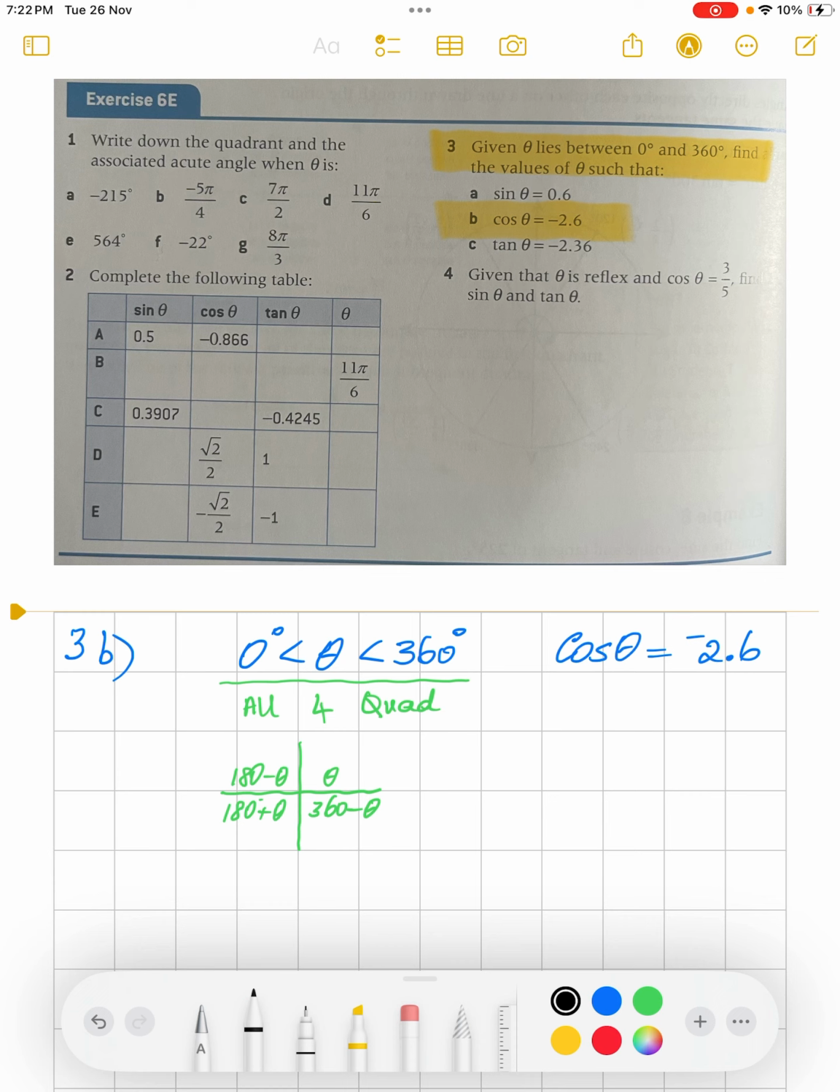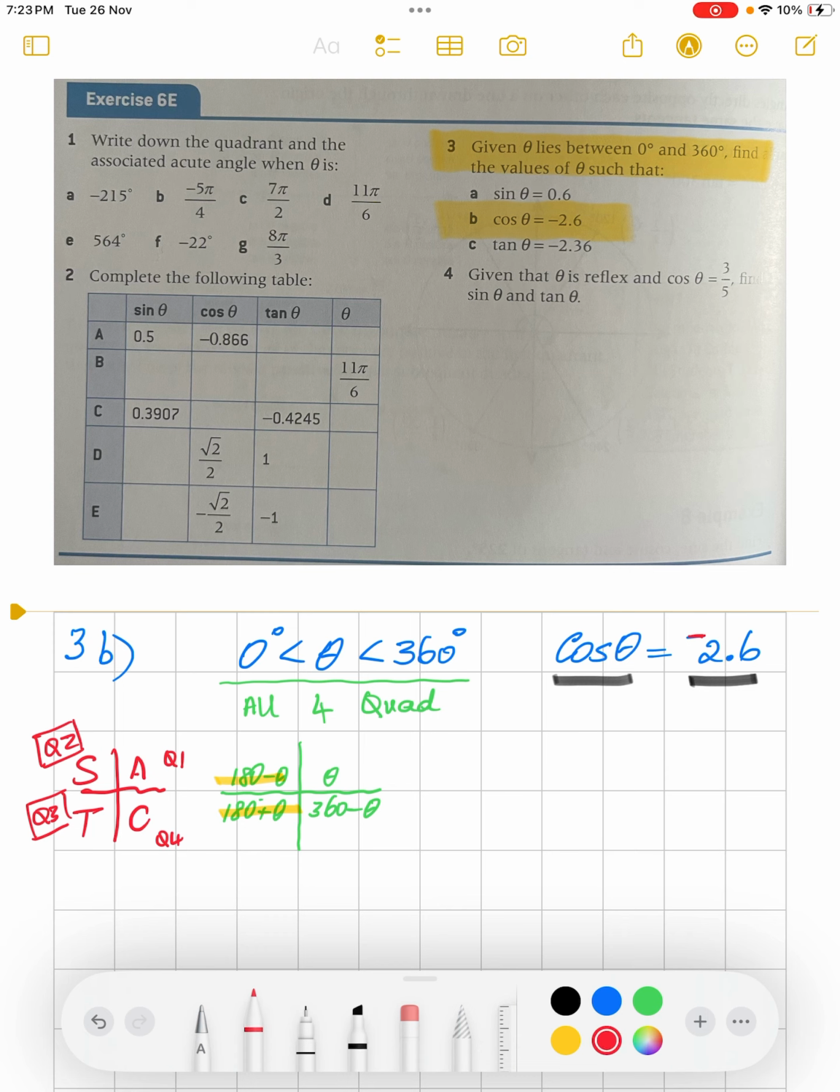Now, look, I'm a little bit frazzled because I noticed this question, and my brain has been ticking away. I see negative 2.6. Now, we could ask which quadrant this will be. Cos is negative. We could go back and say cos is positive in quadrant 4, so it's not quadrant 4. They're all positive in quadrant 1, so it's not quadrant 1. Maybe it's quadrant 2 or quadrant 3. Yes, cos is negative in quadrant 2, and yes, cos is negative in quadrant 3. However, it's not, because of this number here, 2.6.